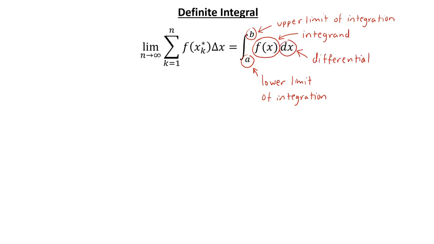So there we have it. That entire expression, the elongated s with the a at the bottom, the b at the top, and then the f of x dx. That's what we call the definite integral. And that definite integral is a limit of the sums of the area of infinitely many rectangles. And that definite integral will get us the exact value for the area under a curve.